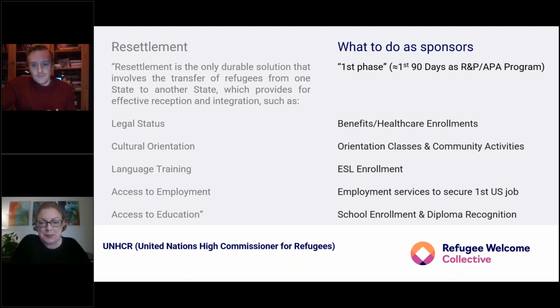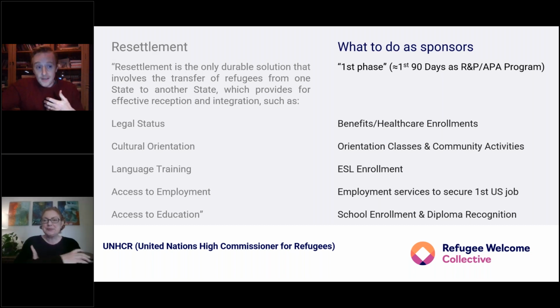Well, you might recognize some of those areas because these are core responsibilities that sponsors take on in the first phase of integration, more or less the first 90 days after arrival, which corresponds to the first refugee and placement program or the Afghan placement program with intensive case management from agencies that you might know if you're in a co-sponsorship system.